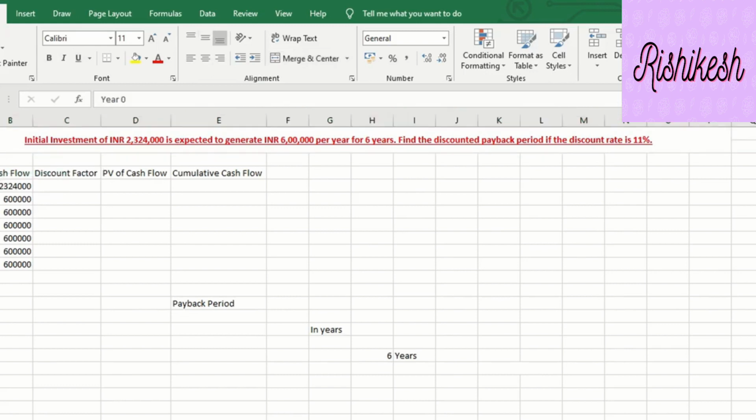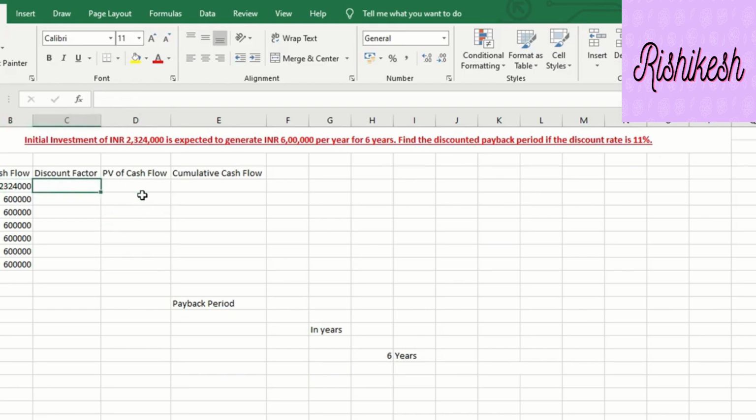So initially, you have an investment of 23,24,000 rupees over here. So I have mentioned it with a negative sign. Now, in the subsequent years, likewise for year 1, you generate 6 lakh rupees of cash flow. That's your inflow because you're generating a return. And that happens for 6 years, that is for year 1, 2, 3, 4, 5, and 6. You generate 6 lakh rupees and that becomes your cash inflow.